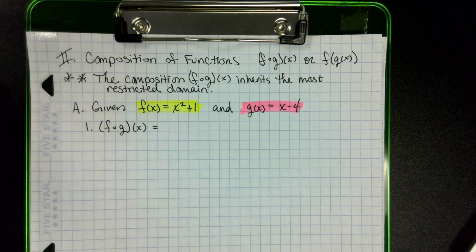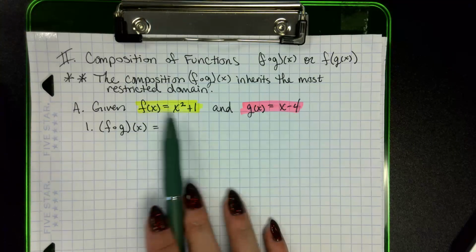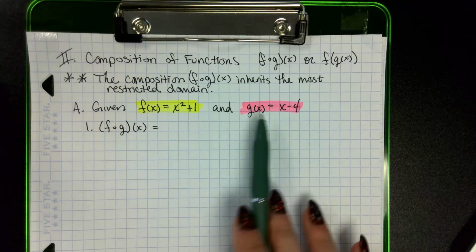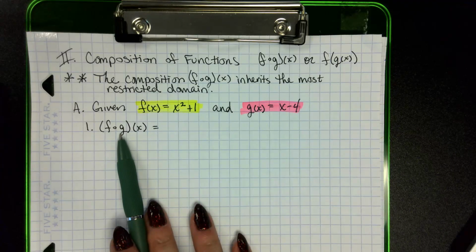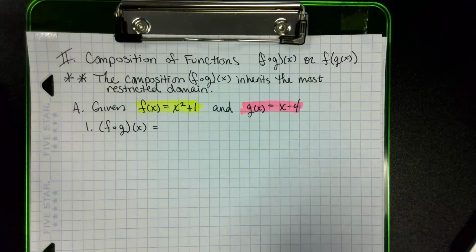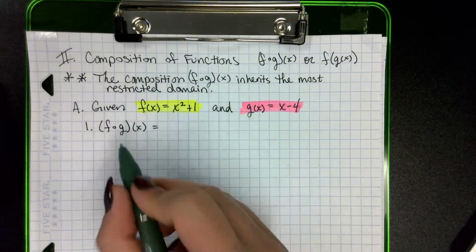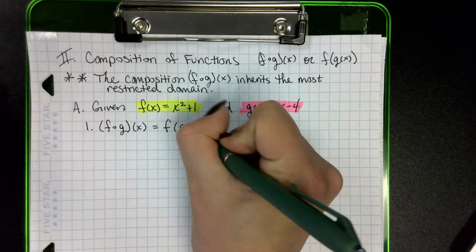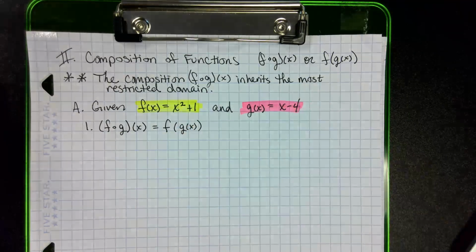So given that f of x is x squared plus 1 and g of x is x minus 4, find f of g of x. I prefer the other notation. I feel like it shows you what you're doing more. So I'm going to change this notation first into f of g of x, because I prefer to work with that one.